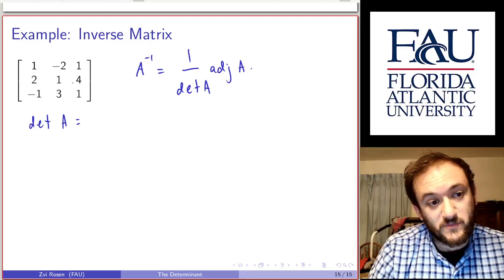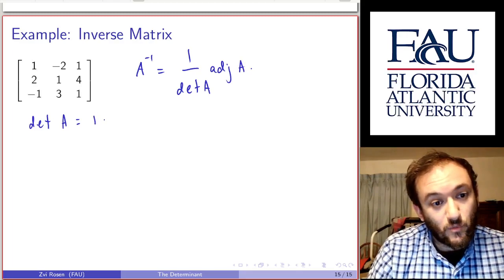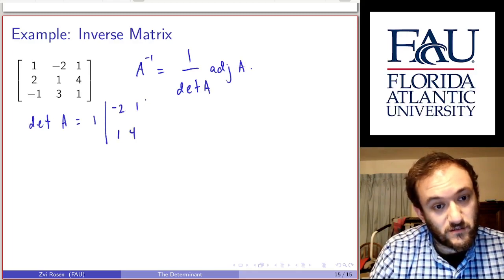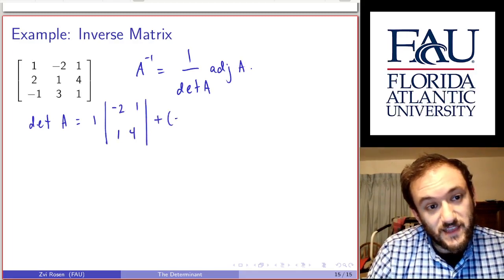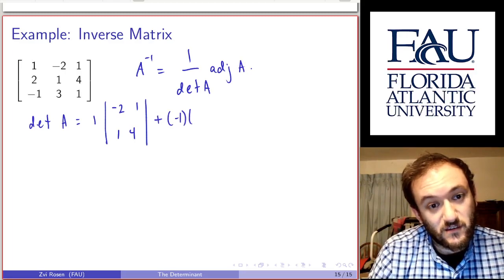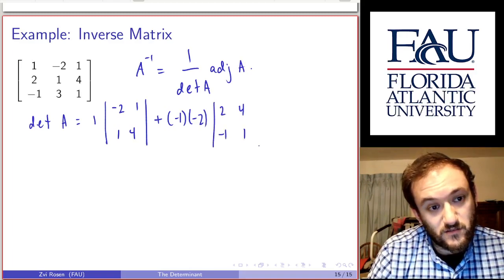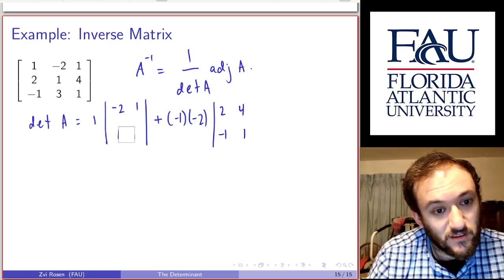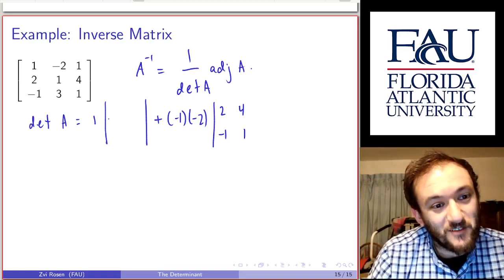Determinant of A, let's expand on the first row, so it'll be 1 times this determinant plus -1 times -2 times this determinant. Wait, I definitely did something wrong. Here we go. So determinant.